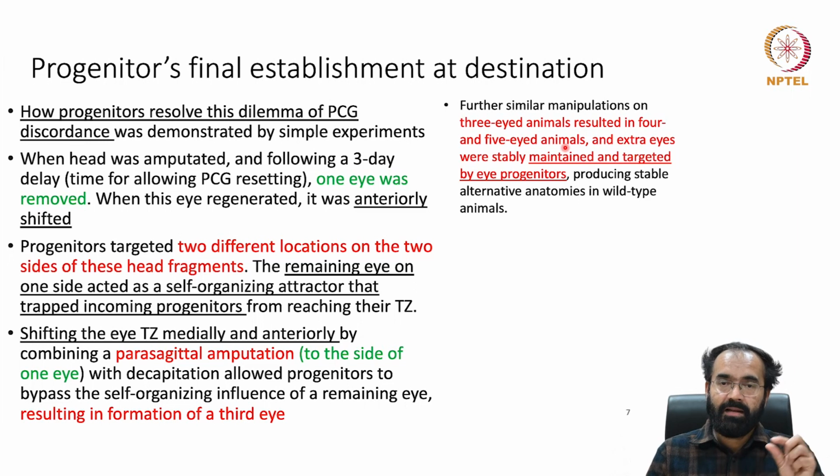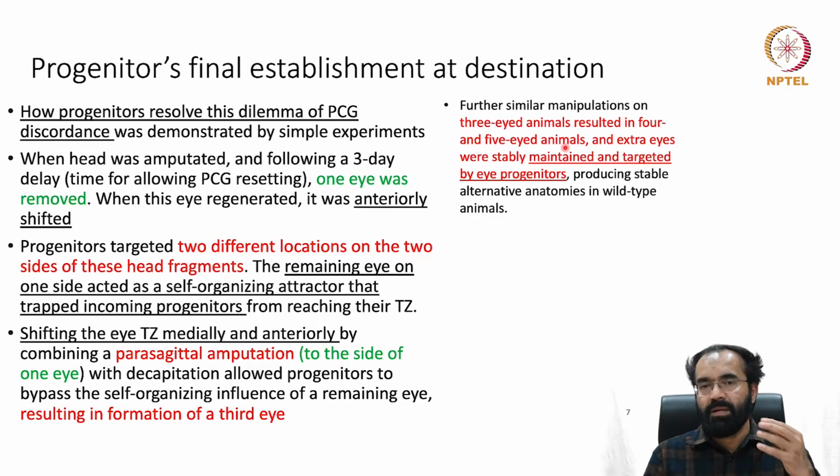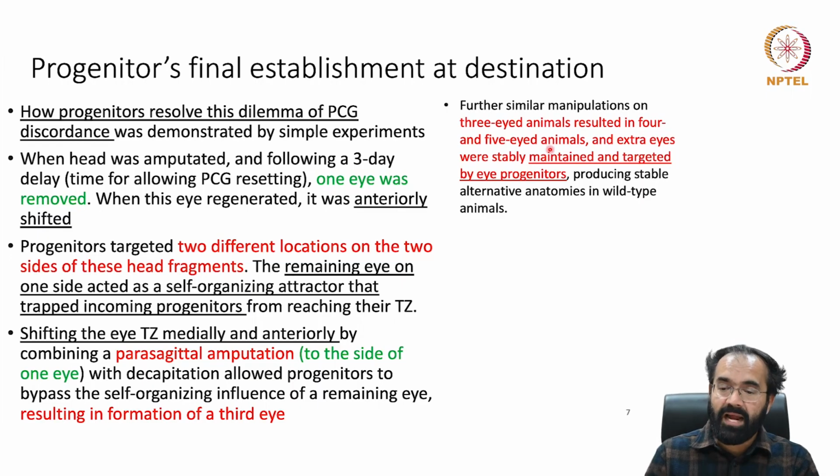So while new eye is being formed, you can continue to cut. Already the animal has got 3 eyes, you cut it in another angle, you will again end up getting another 2 more eyes. Like you can make by plucking or by cutting in sagittal sections, parasagittal sections, you can end up making 3 and 4-eyed animals, 5-eyed animals, and extra eyes were stably maintained and targeted by the progenitor. This is something important. Animal doesn't lose a single eye, it will retain all of its eyes, producing stable alternative anatomies in wild type animals.